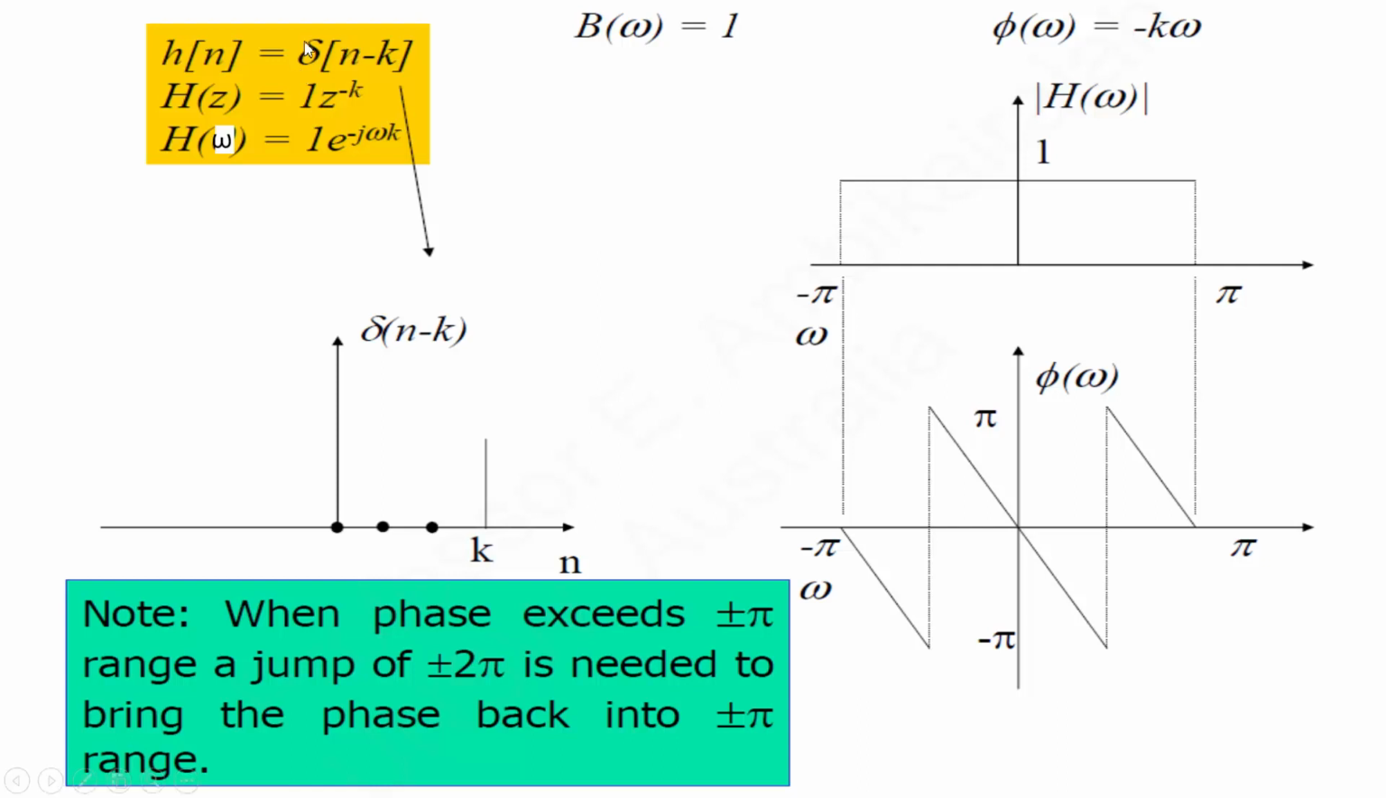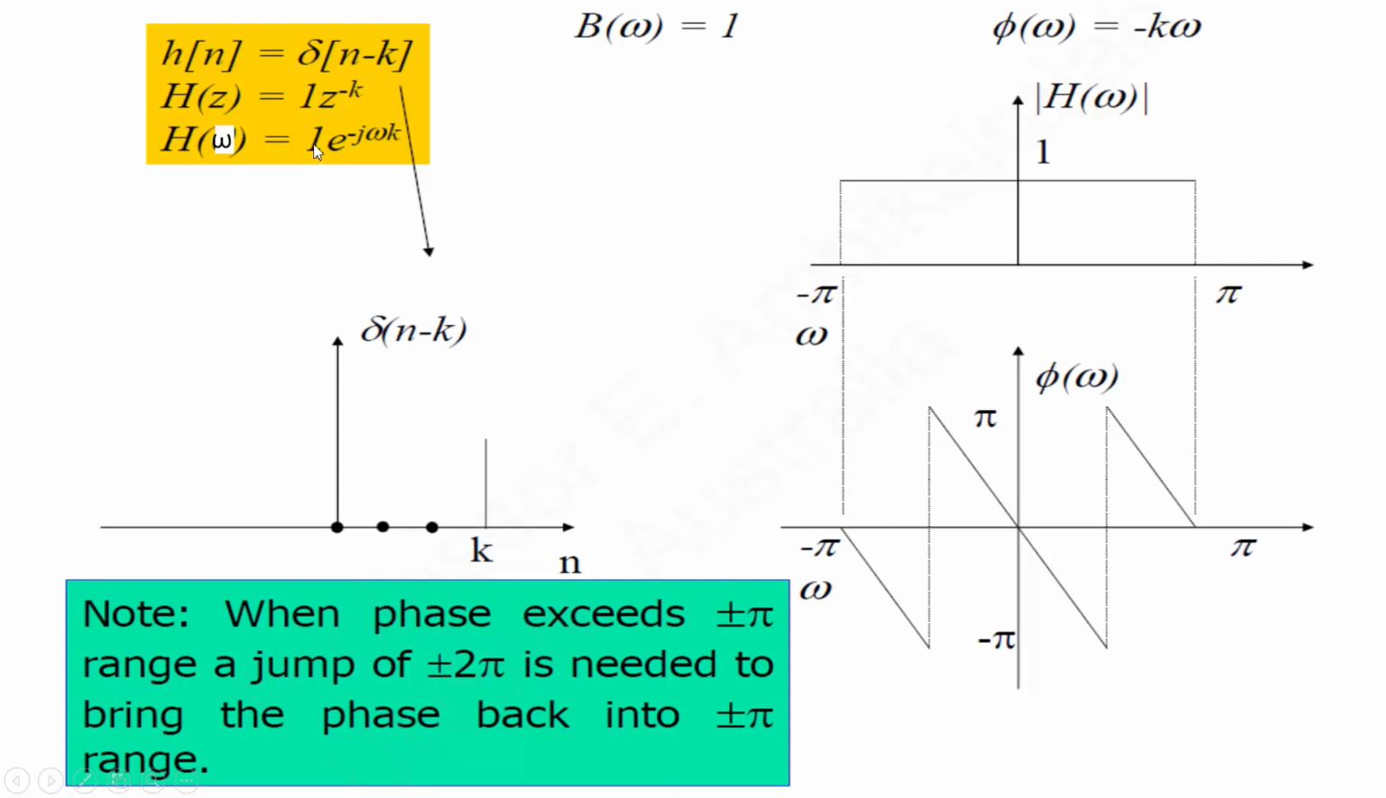To plot the magnitude and phase response of this system, we first take the Z transform. So it is 1 times Z to the power minus k. 1 is the magnitude part. If you want to get the frequency response, you replace Z with e to the power j omega. I have already explained this part. This will be H of omega only, and when you replace Z with e to the power j omega, you get this value.